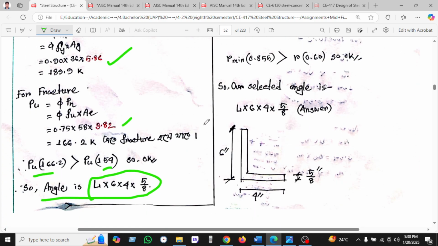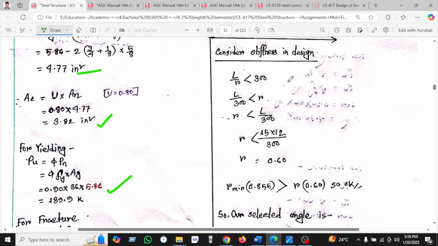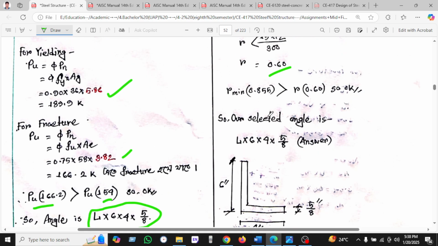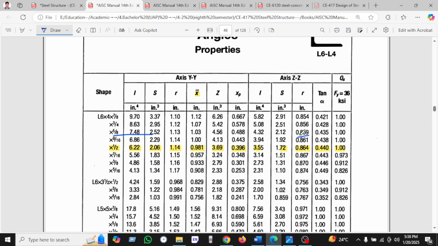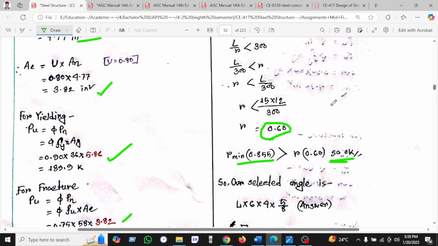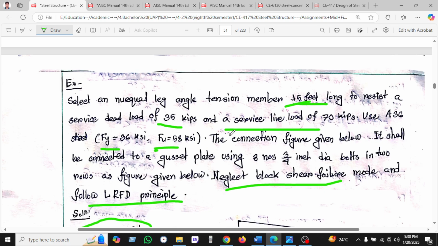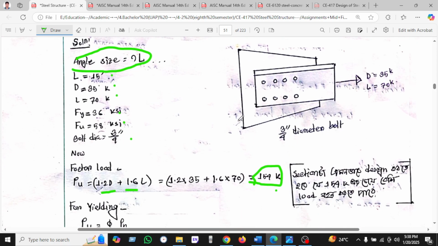So now before going to the leaving, we are considering the stiffness design. So L by r is 300, and we are taking L divided by 300, which is 1.60. So our r minimum we have chosen here is 0.859 and we have found 0.60. So 0.855 is greater than 0.60, so this is okay. So our selected angle L 6, 4 and 5, this is our answer, and we can use this angle for this information basis.